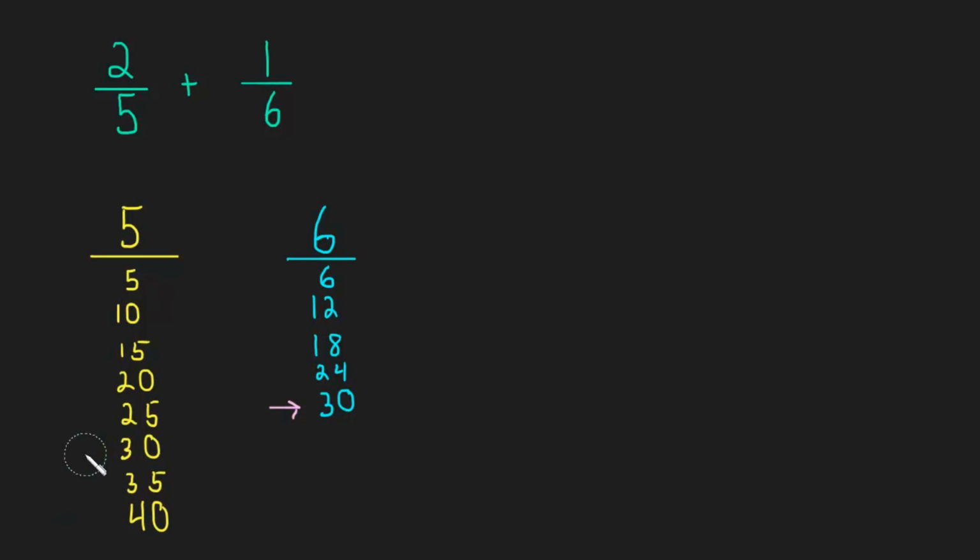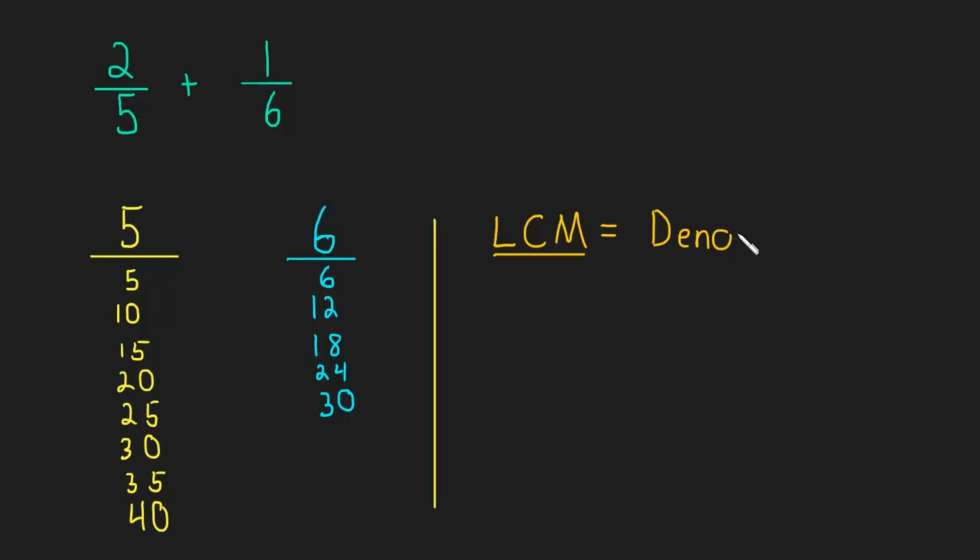Okay, so that means we want our denominator to be 30. So what we've done so far is we looked for an LCM, a least common multiple, and that's going to be our new denominator. So we want 30 to be our new denominator.